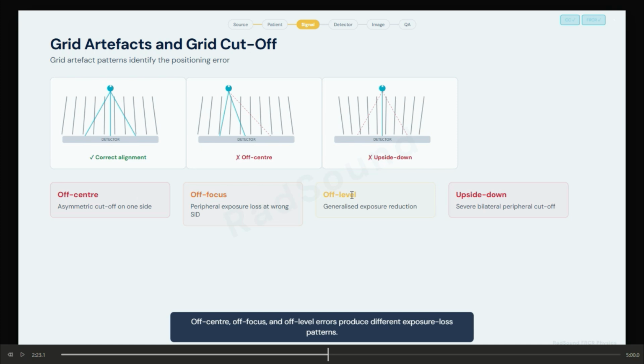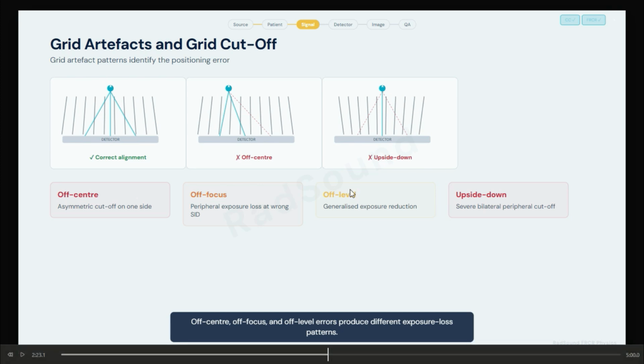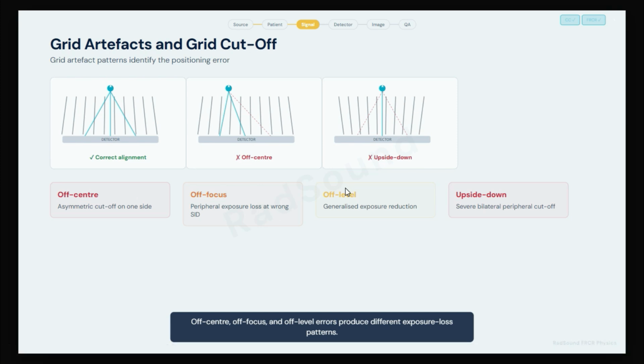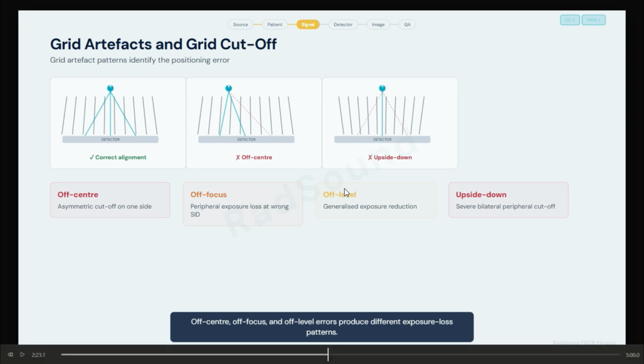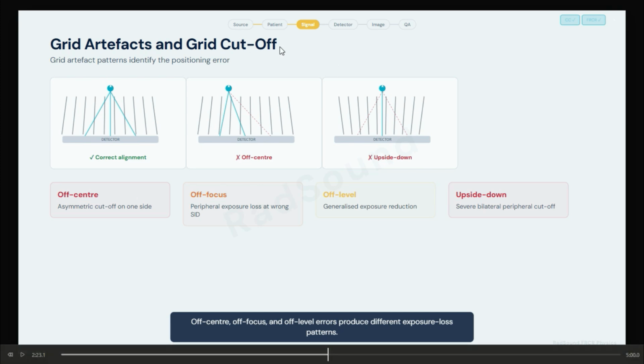So what about off-level grid? In the off-level grid error, there will be a generalized reduction in exposure across the entire image. So off-level is the only grid error that will affect the generalized area. This happens because the tube is angled perpendicular to the grid lines rather than along them. So the tube is angled across the lines, not toward the center of the grid.